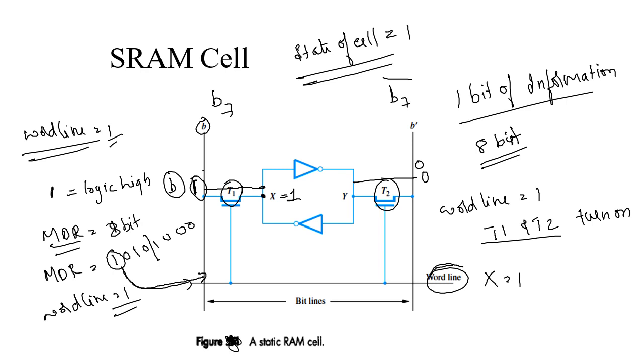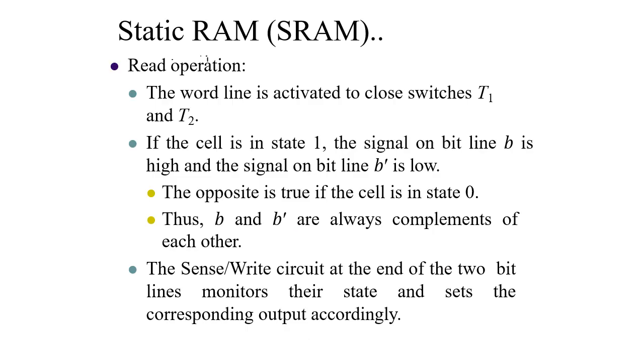If it is 1, it will be pulled high. If it is 0, it will be pulled low. So in this way, the data will be loaded into the cell. This is how the read operation can be elaborated.